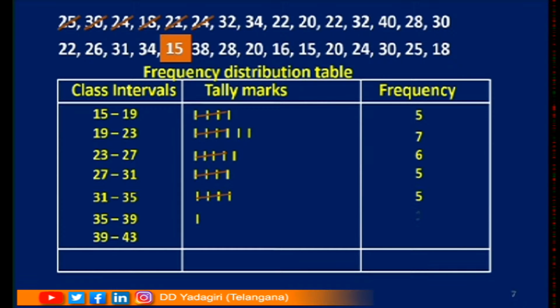5, 1, 1. Children, like this you can prepare a frequency distribution table for a given raw data, and the total must be equal to 30. Why? Because we are taking 30 classrooms, so the total frequency must be equal to 30.